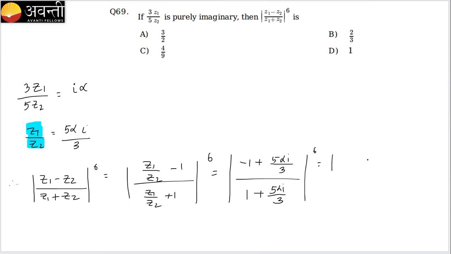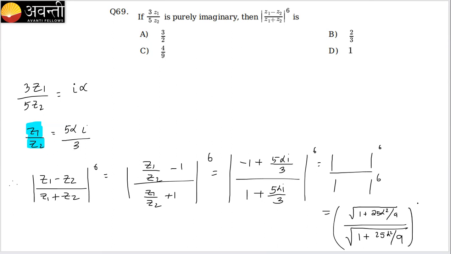Now by modulus property, I can split the modulus, raised to 6. Now what is the modulus of this? It is under root of 1 plus its square, which is 25 alpha square upon 9. And what is the modulus of this? Similarly, the same, 1 plus 25 alpha square upon 9, the whole raised to 6. As you can see, these both will get cancelled and we'll be left with 1. And 1 raised to 6 is 1. That is, my answer is option D.